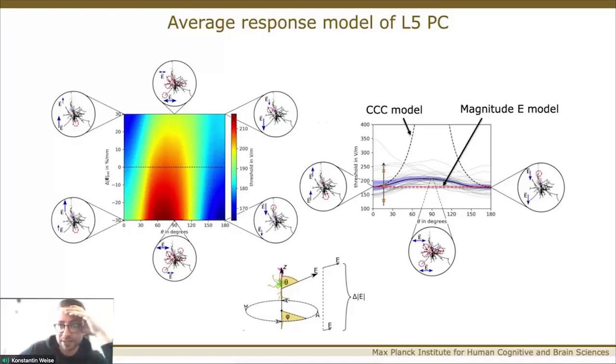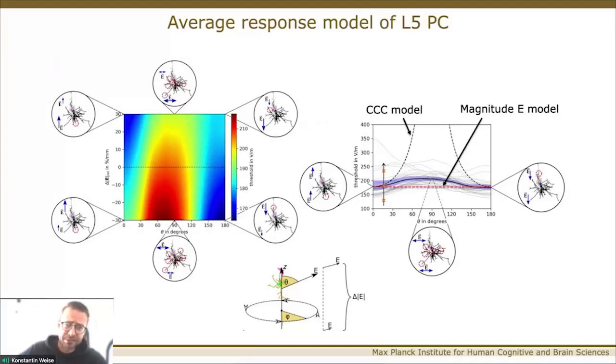So the cortical column cosine model would assume an infinite threshold at theta 90 degrees, and the magnitude E model is simplifying it with an equal threshold over all incident angles. In this figure, you can see that the magnitude E model is a little bit more precise than the CCC model, which is a little bit overestimating the directional sensitivity.